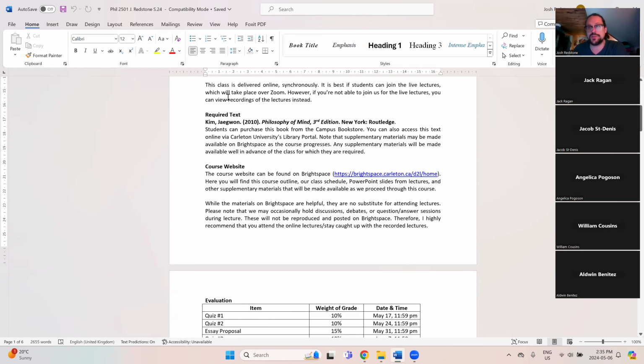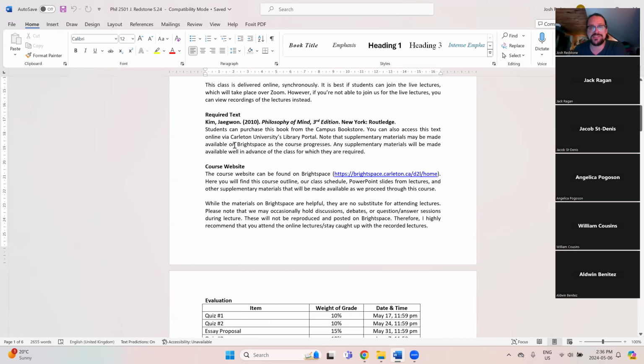Our textbook is Philosophy of Mind, 3rd edition by Jaegwon Kim. You can buy a physical copy of this from the campus bookstore if you like. You can also find it at other retailers, although if possible, it's always better to order it through a mom and pop bookstore rather than a big retailer like Amazon or Chapters.